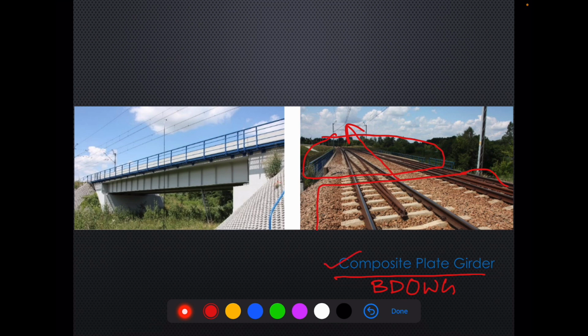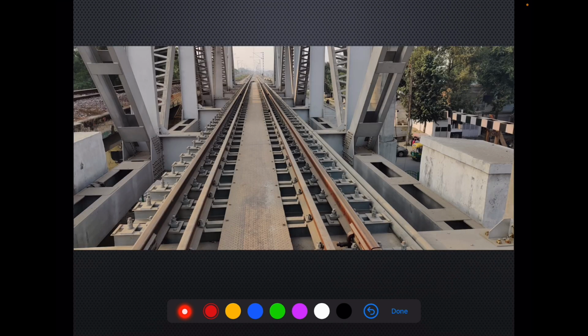So there is no problem in composite plate girders and ballasted deck open web girders where we have provided concrete decks with parapets. Now we need special arrangements if the concrete deck is not there. So this is what a special arrangement looks like. So these are all the special steel sleepers.